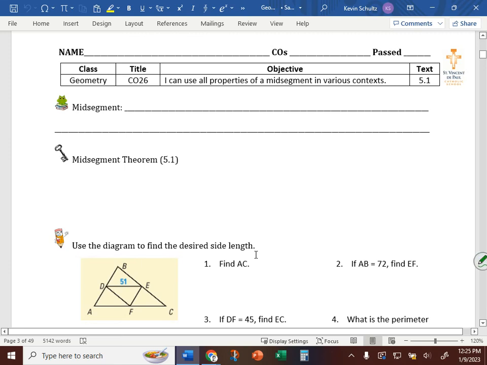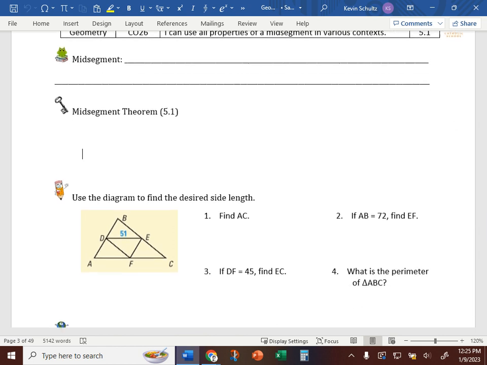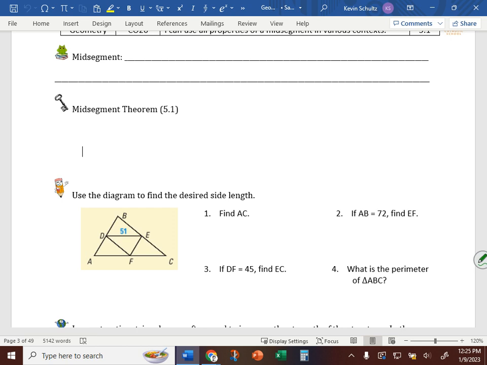Geometry. We are continuing our Unit 4, talking about special characteristics, qualifications of triangles. And we're going to start with learning something new called a midsegment. Who can tell me, what do you think a midsegment is going to be?